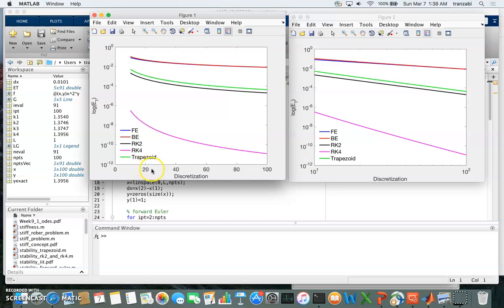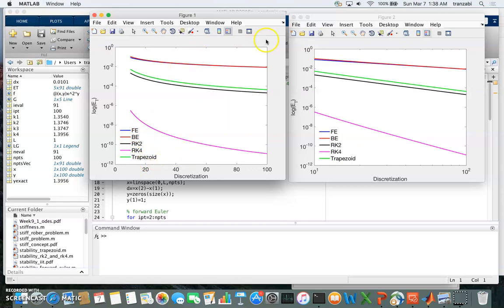So as we increase more points, which means we're using less delta x, the error is going to go down. You see that on all of them: error starts from something large and then goes down as the number of discretization points goes up. From blue to red, black, pink, and green, we're testing forward Euler, backward Euler, RK2, RK4, and the trapezoidal method.